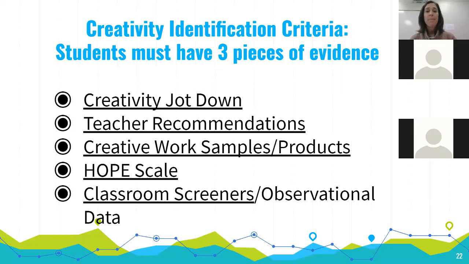And here again, keep in mind, I've said this many times, but we'll reiterate it again. You need to have 3 pieces of evidence in order to nominate a child for creativity. Any one of these would count as evidence. We've talked about screeners, additional screeners, recommendations, and maybe a hope scale. You have more than enough evidence, and that's how you would come up with the list of students who you will nominate for creativity.